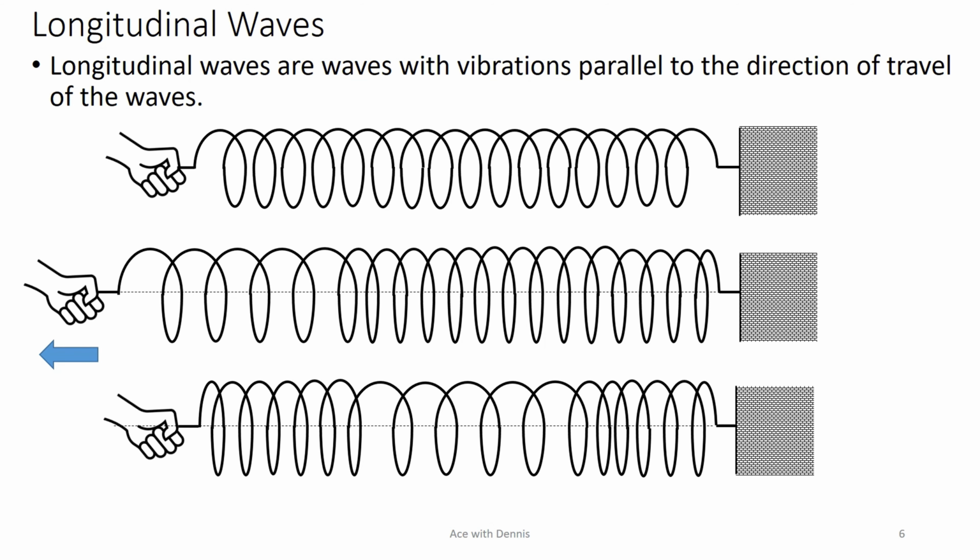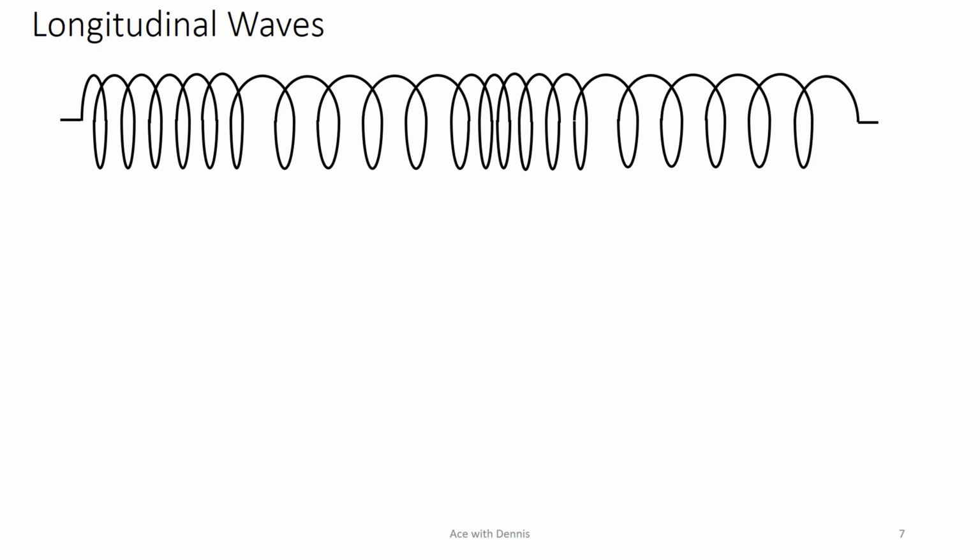and then move to the right several times, and you will see that you're producing a series of compression, rarefaction, and compression. So we know that longitudinal waves are a series of compressions and rarefactions. Now, how can we draw the waveform of longitudinal waves?